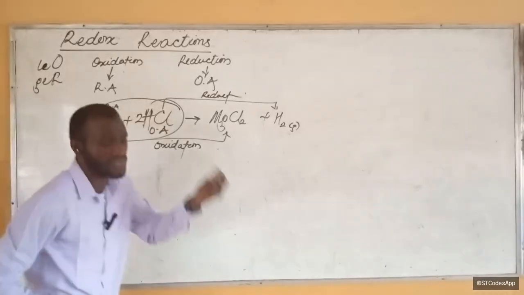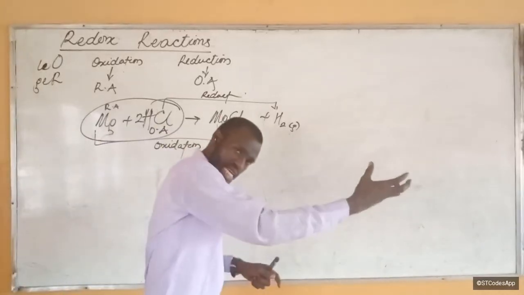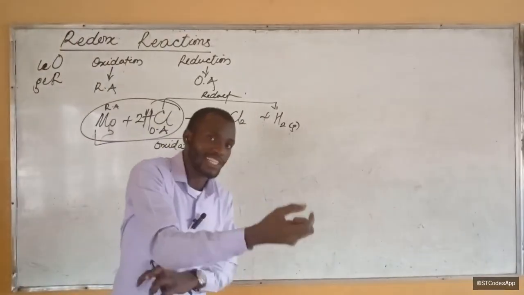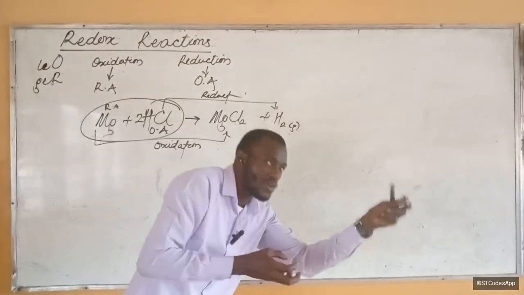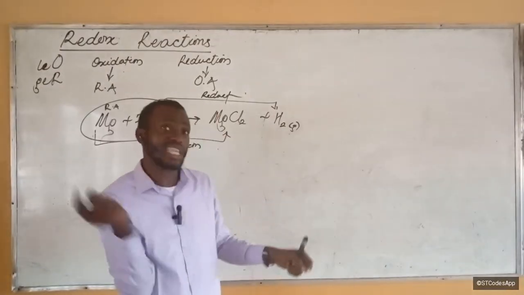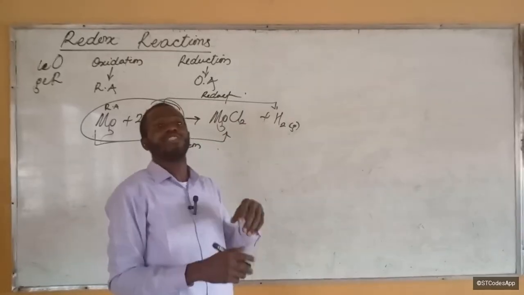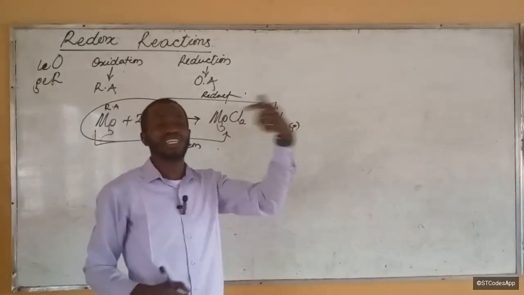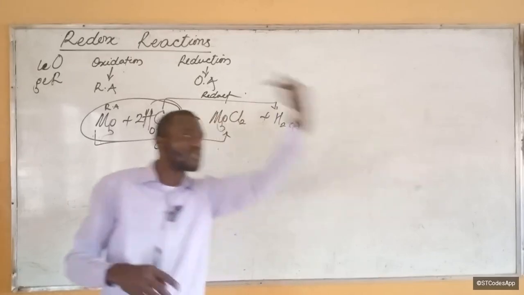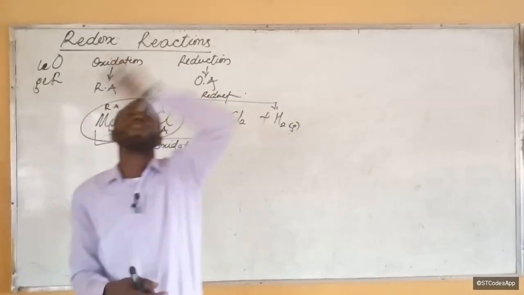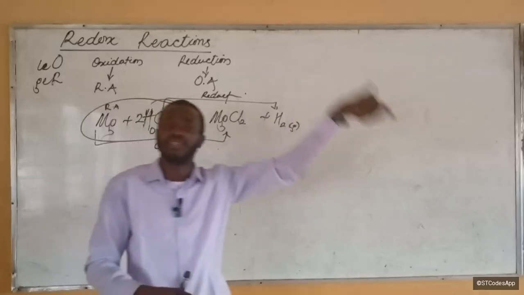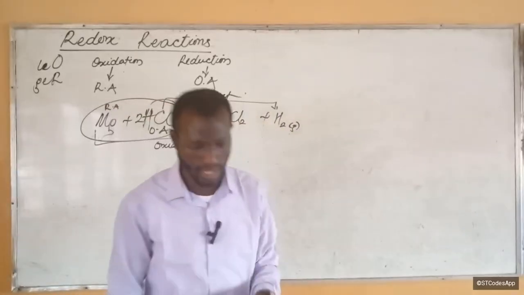Think of it as someone that is giving. The person that is giving is the one undergoing reduction because something is being removed from him. But the person who is given to is called the reducing agent, because it's the one reducing the other person, but it's the one that is being oxidized because it's the one that is being added onto. Does that make sense? All right.